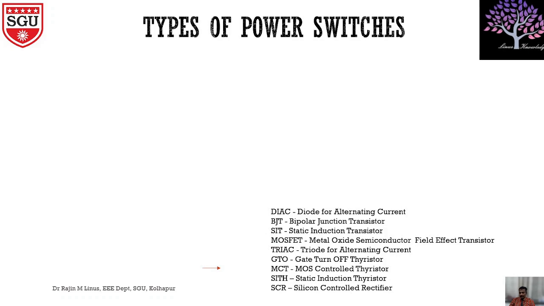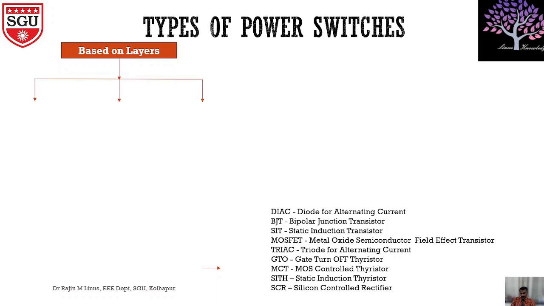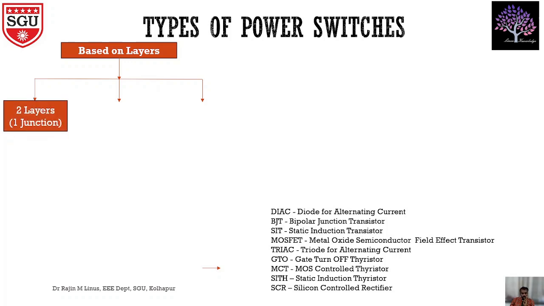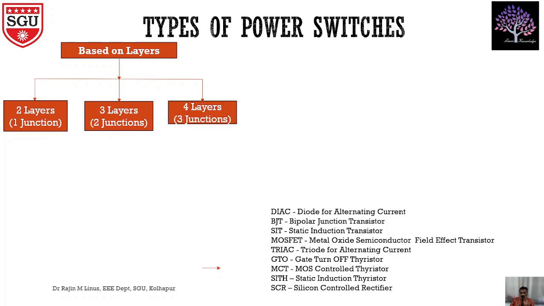Let me explain first the types of power switches. Based on the layers, the power switches are classified into three categories. We already know semiconductors are there, P type, N type. So if we have two layers, we will have one junction. Based on the layers, we have three types of switches: two layer switch, three layer switch and four layer switch. That means two layer means one junction, three layer means two junctions, four layers means three junctions.